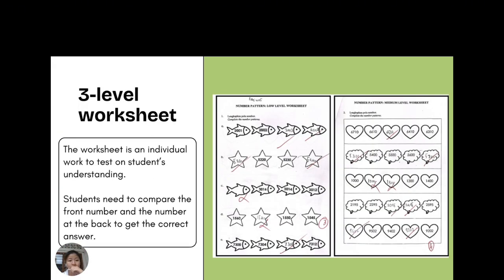So this is the sample of the three-level worksheets. The worksheet is an individual test, it's not a group test. So the difficult part is some of the empty space is consecutively 2, so the student needs to compare with the front and the back number to get the answer.